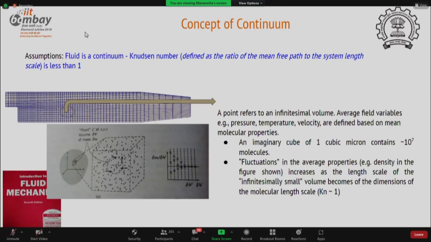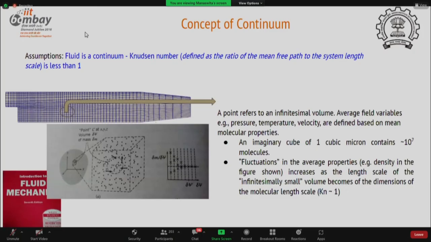1 micron cube and 22.4 liter. 22.4 liter meaning 1 liter is 1 decimeter cube. If we do these calculations, we see that this cube contains roughly about 10 to the power 7 molecules, order of magnitude analysis. Now, if a small volume contains this many molecules, we have enough molecules to calculate the average property.